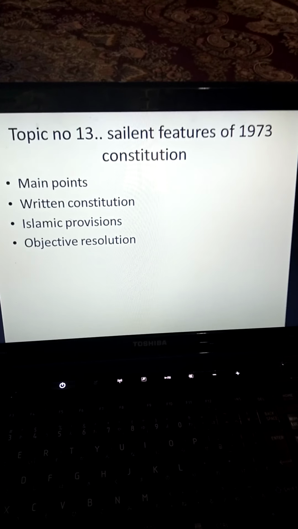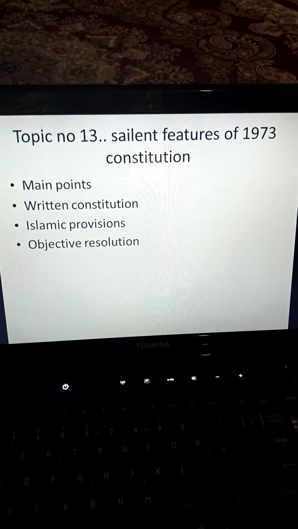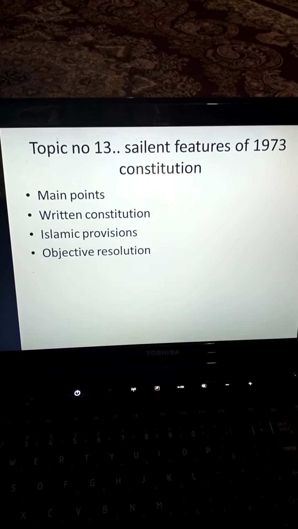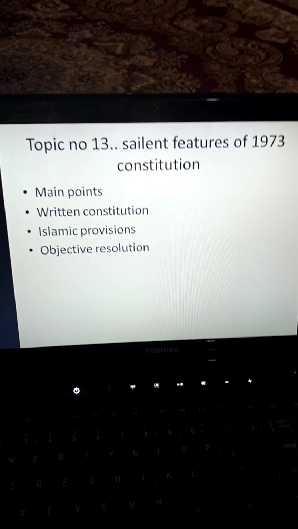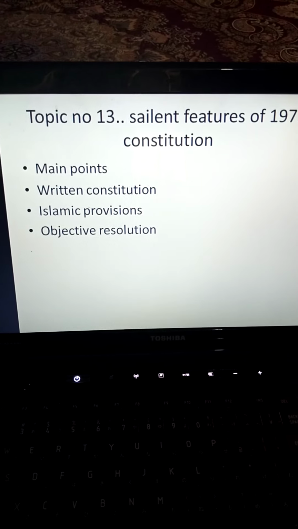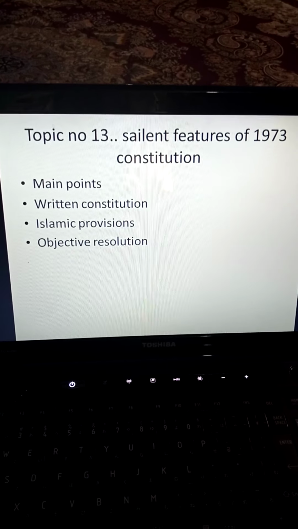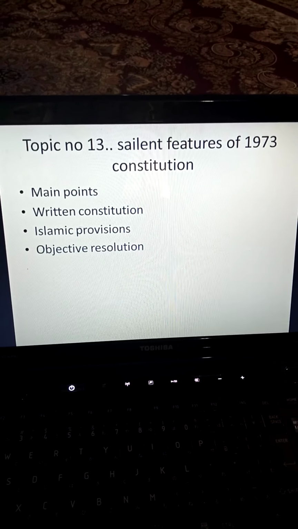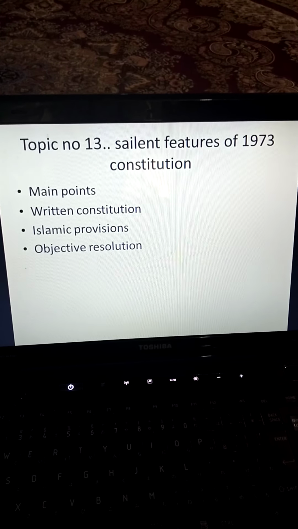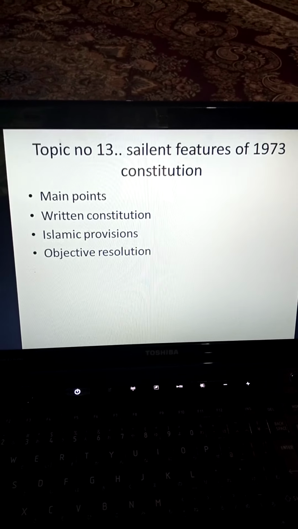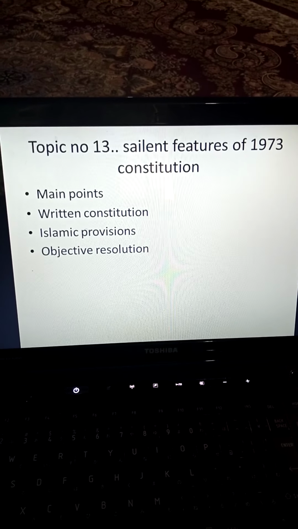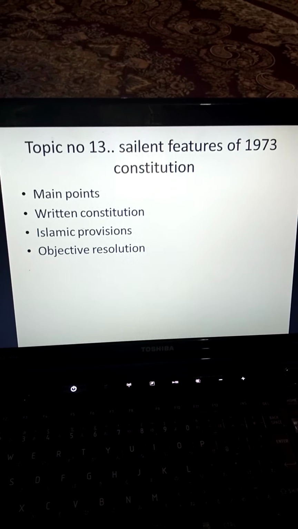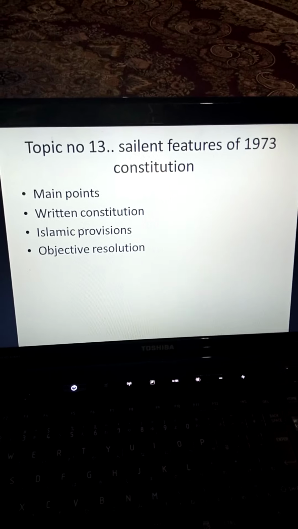That also became the main point of the Constitution 1973, that absolute sovereignty over the entire world or the universe belongs to Allah Almighty alone. That is the main belief of the Islamic society. And it was decided that the state shall exercise its authority through the democratically elected representatives. Islam shall be the state religion, and the president and the prime minister of the country must be Muslims. So these were the Islamic provisions, and the main points were taken from the objective resolution.